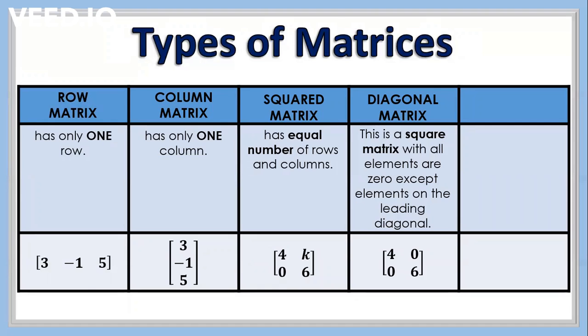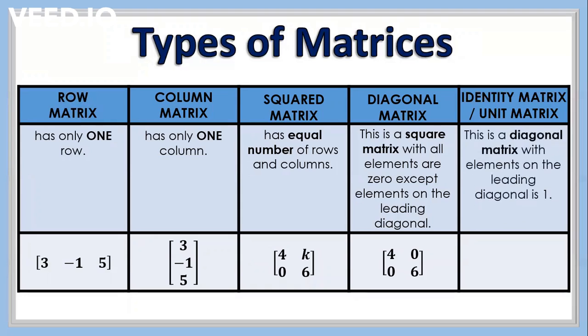The next type of matrix we'll be looking at is called an identity matrix or a unit matrix. So this is a diagonal matrix. Our first member is 1 and our fourth member is also 1. Notice our non-leading diagonal, the members are 0 in the second and 0 as our third member.